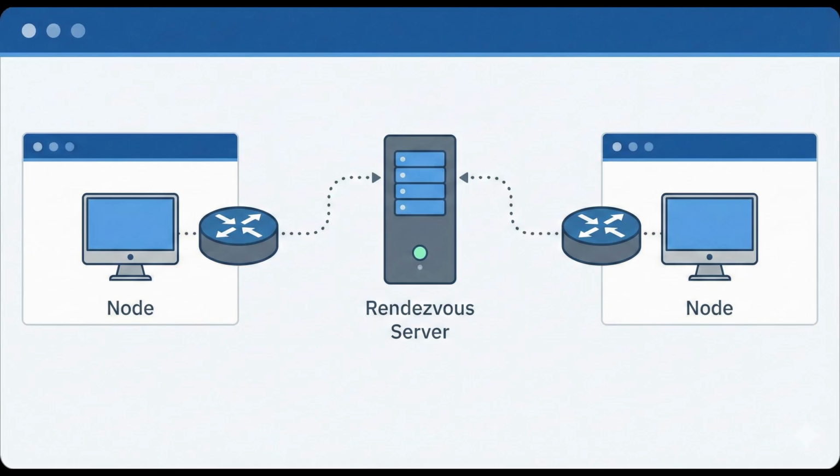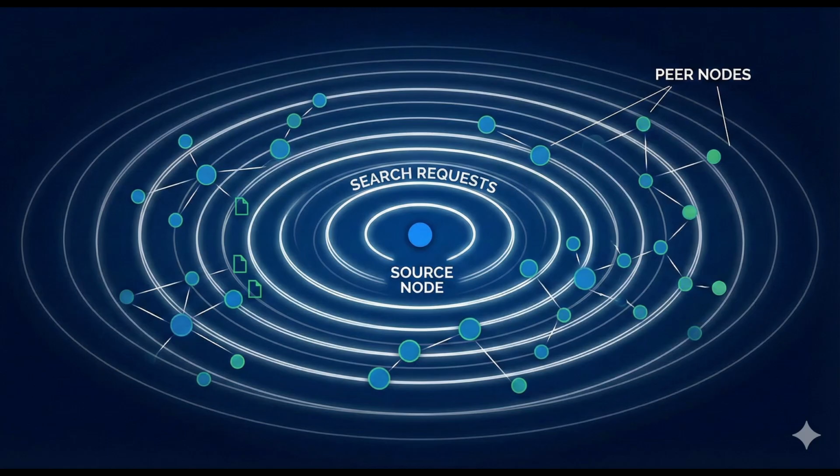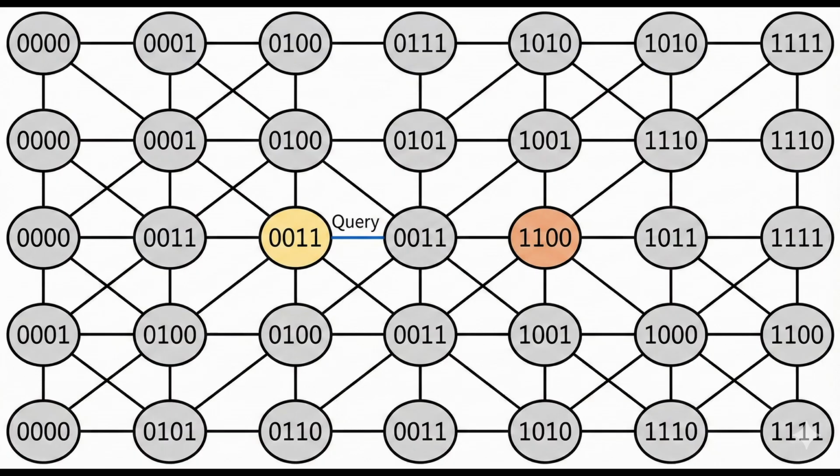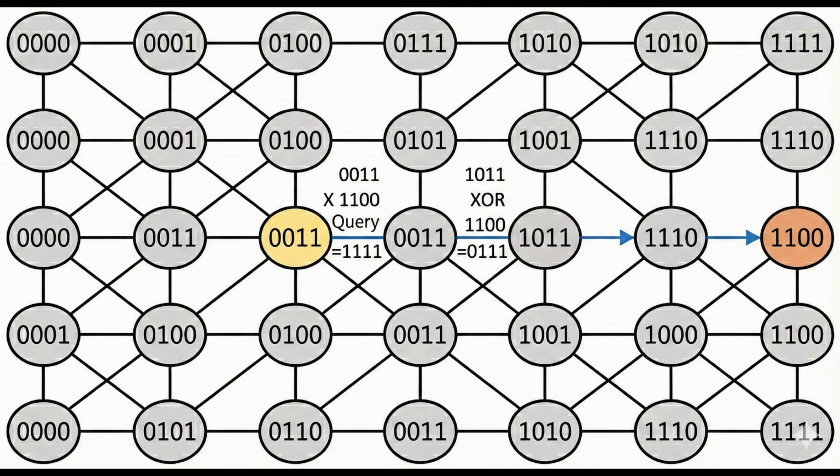Once a peer link exists, efficient routing matters. That's where routing protocols come in. Unstructured P2P searches flood the network, simple but bandwidth intensive. In Kademlia, each node has a 160-bit ID. Distance is the XOR of IDs, so lookups contact only O(log n) peers.